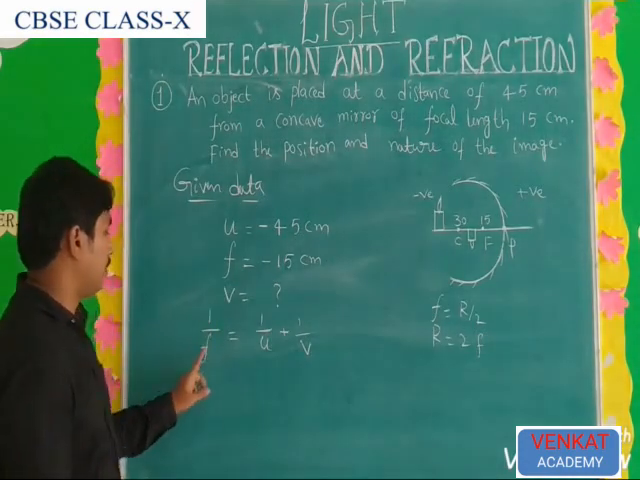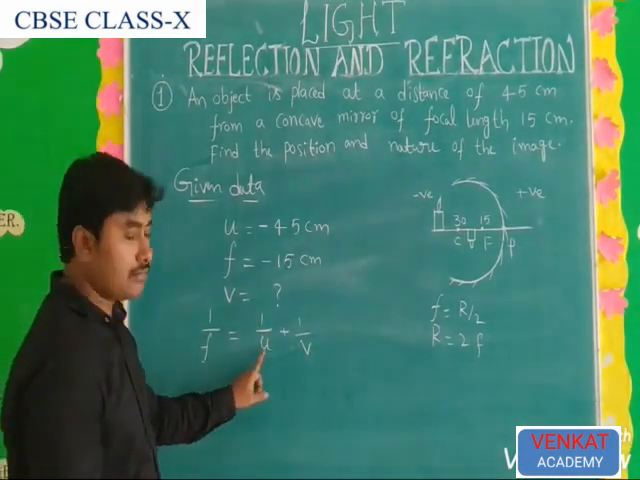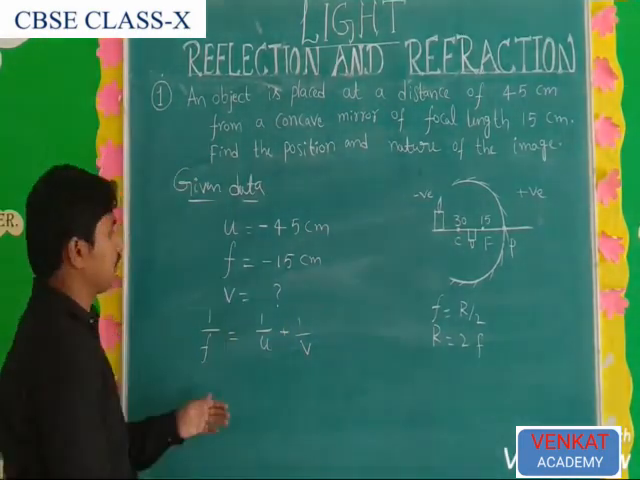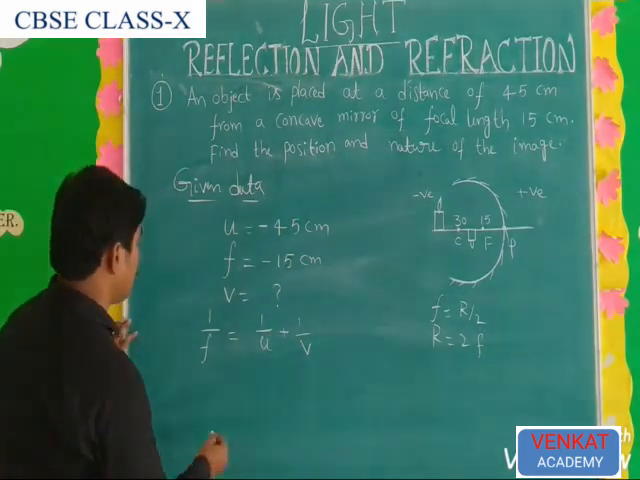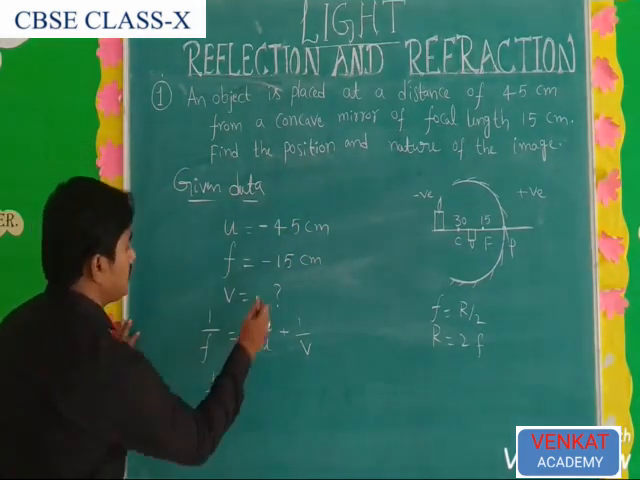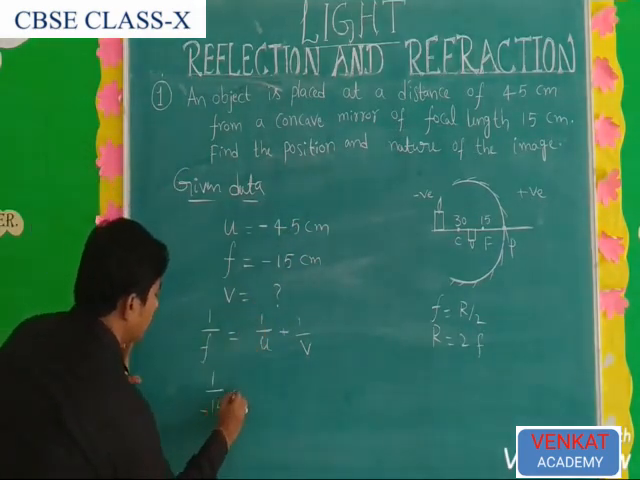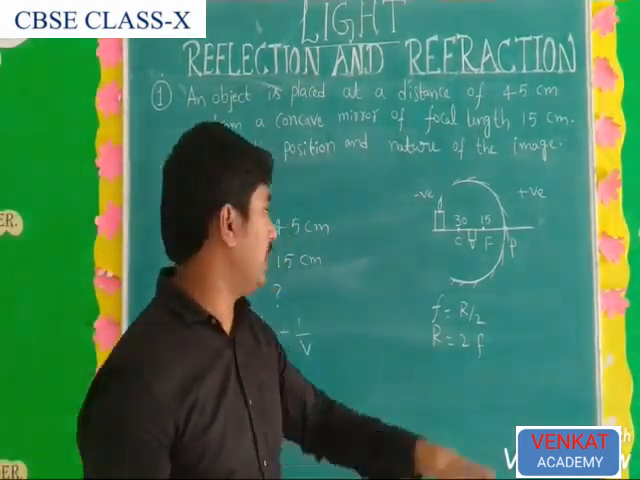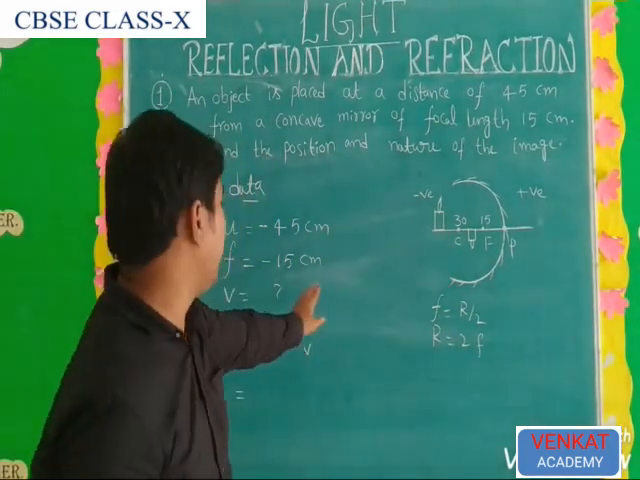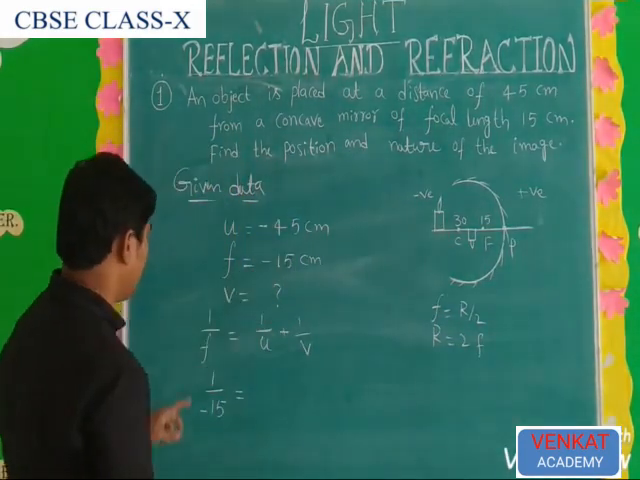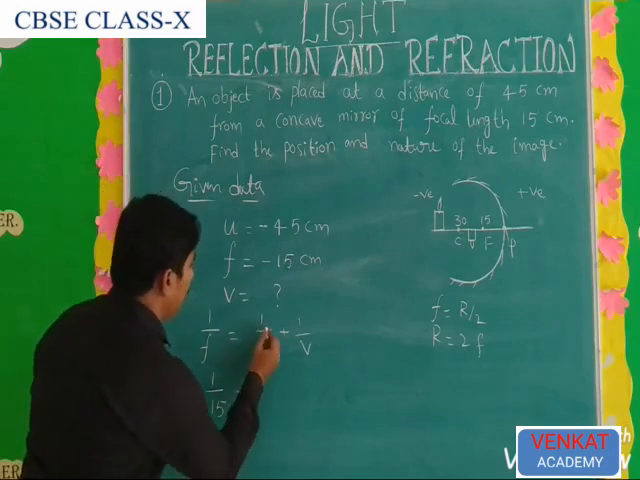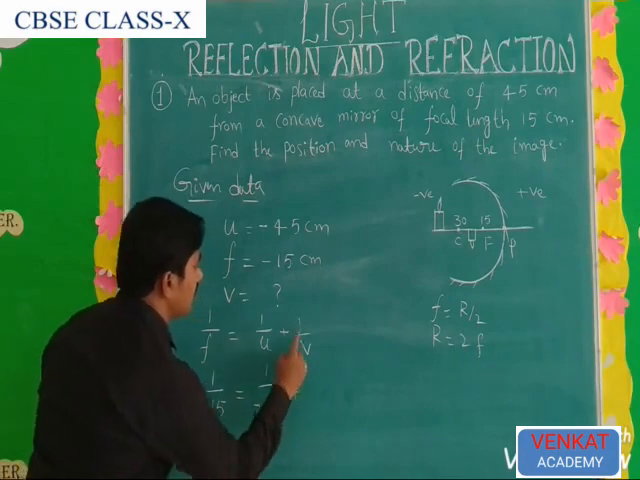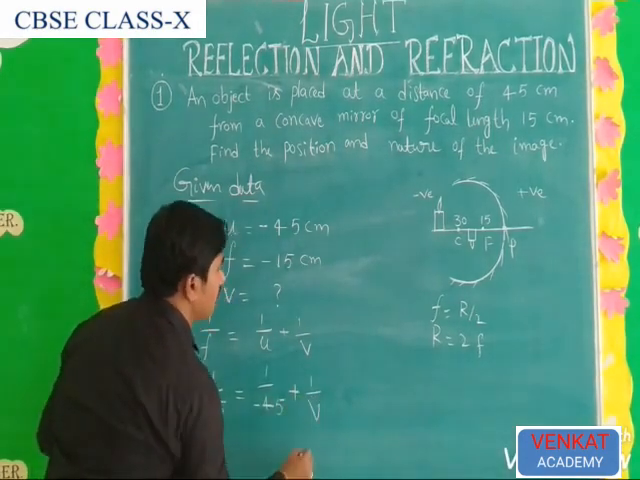So what is the mirror formula? 1 by f is equal to 1 by object distance plus 1 by image distance. Yes. So now we have to substitute the values in the formula. So 1 by f, f value how much? Minus 15. So here the sign is very important. If you forget any minus or plus, automatically the answer is wrong. That's why minus and plus are very important. So 1 by minus 15 equals 1 by u, so 1 by minus 45 plus 1 by v. So you should take 1 by v only.